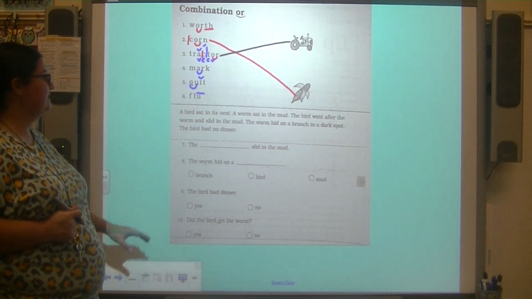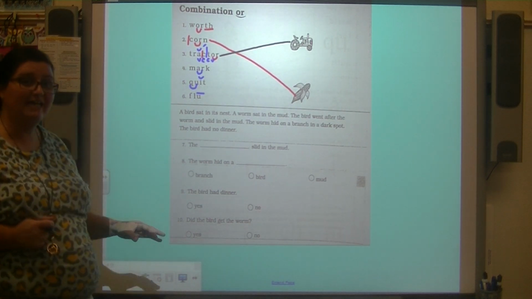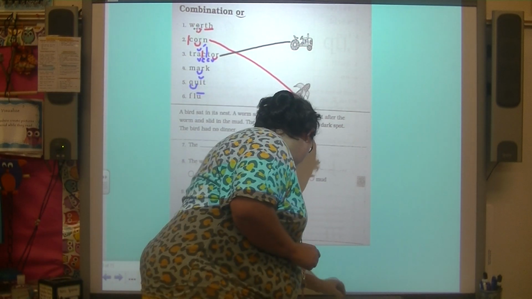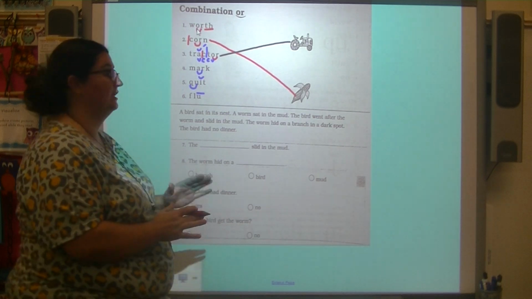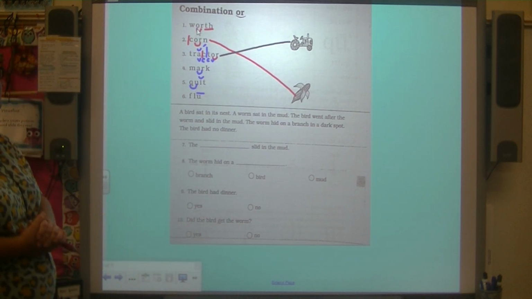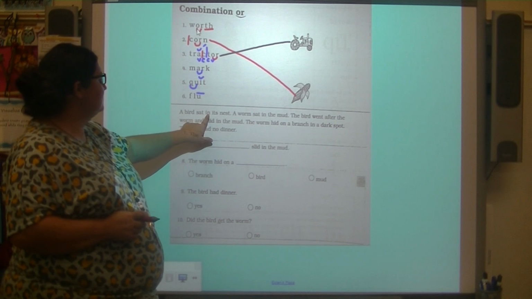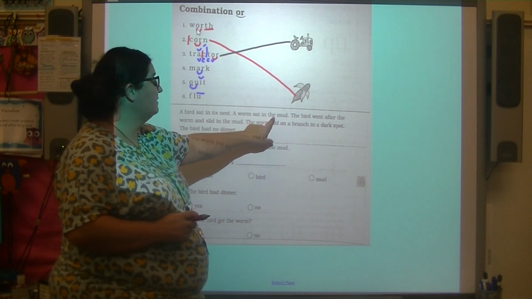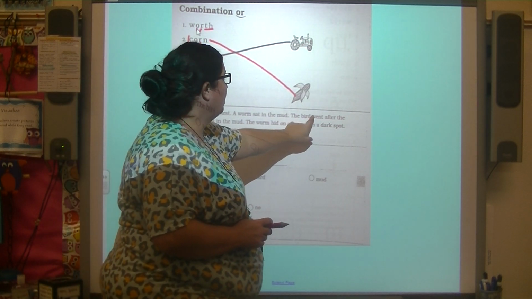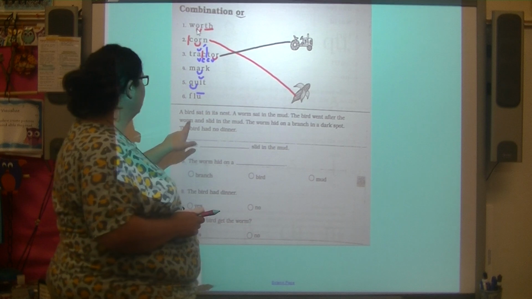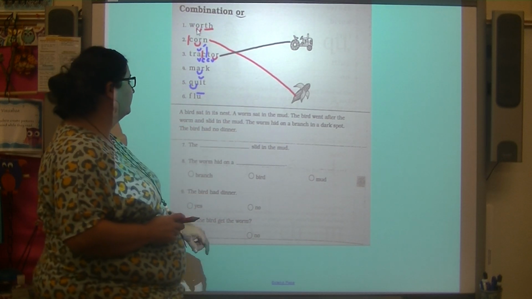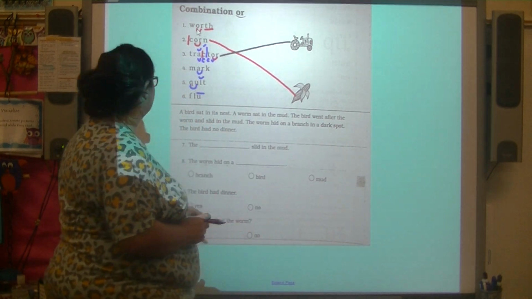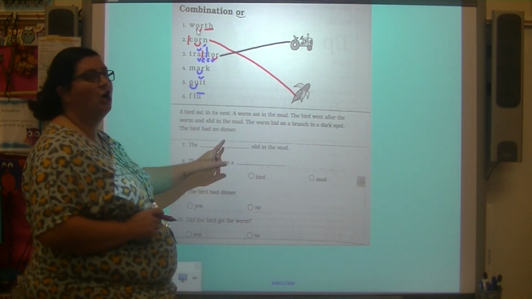Right. Let's get ready to read. Make sure you're taking your time. Go back and underline if you're getting confused with this part. It's very important to your reading that you're taking your time with this. A bird sat in its nest. A worm sat in the mud. The bird went after the worm and slid in the mud. The worm hid on a branch in a dark spot. The bird had no dinner.